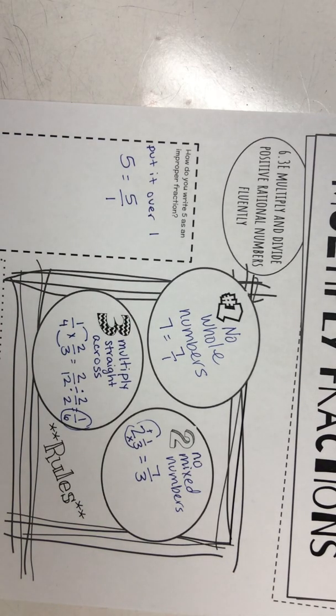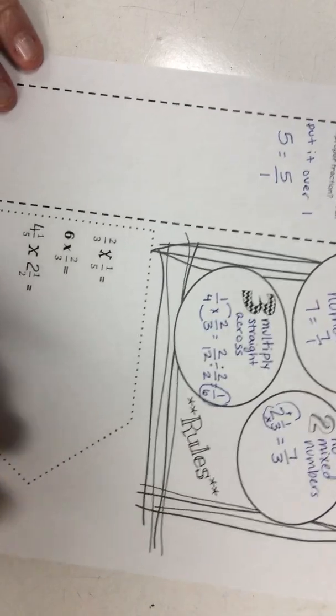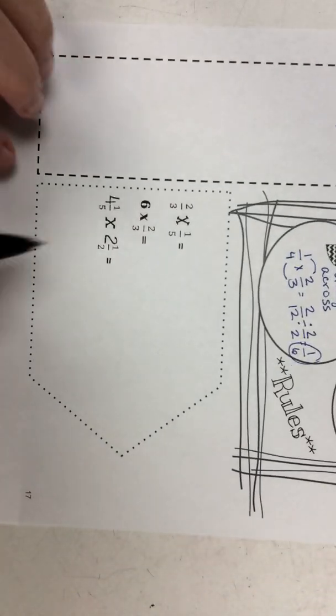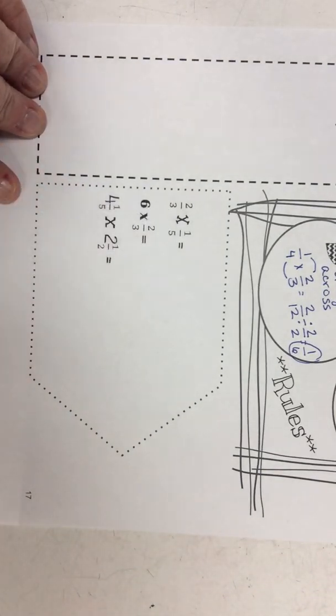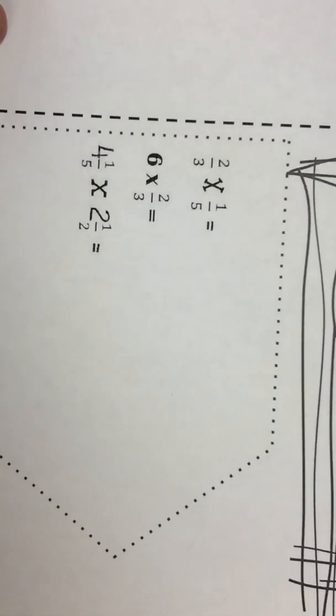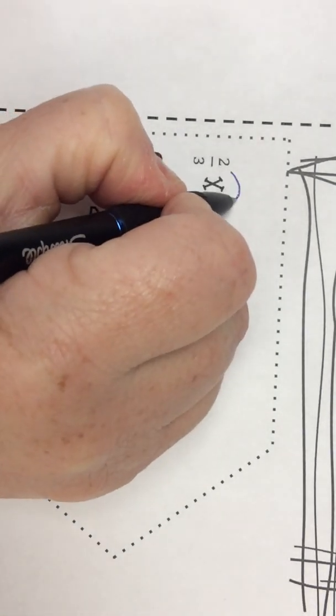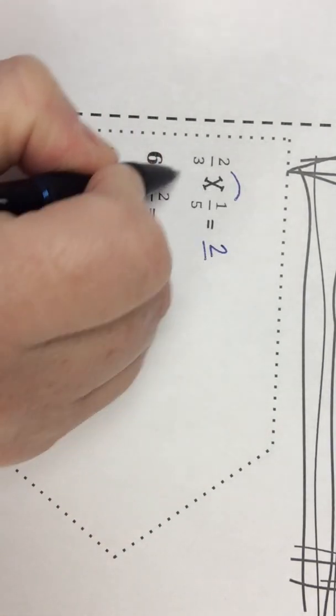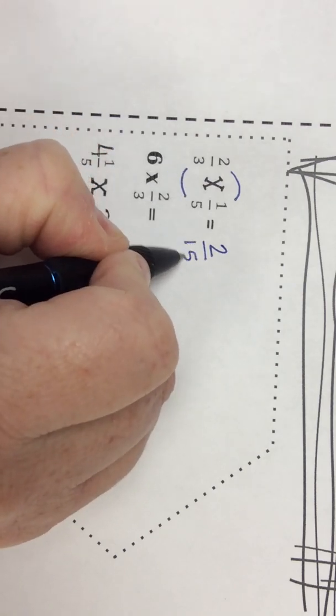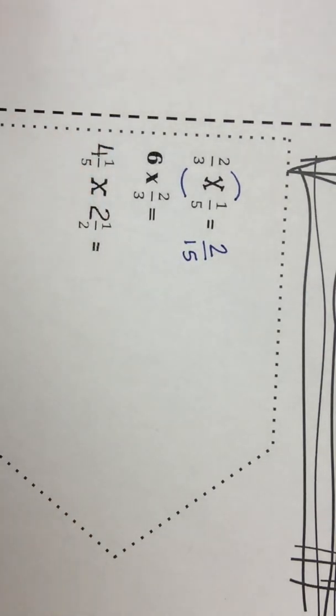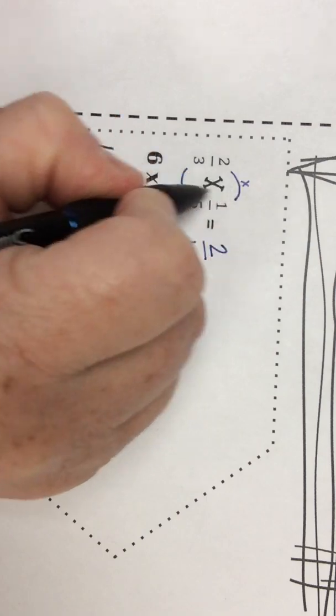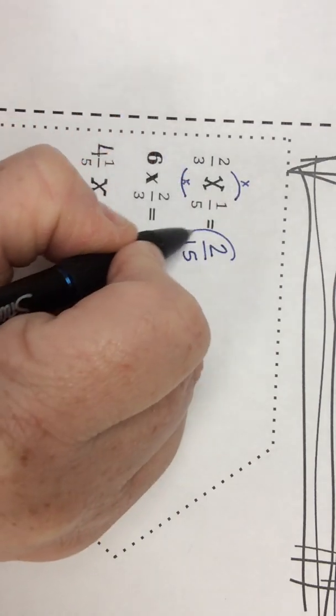All right, next. We're going to practice these rules. Okay, I have no whole numbers and no mixed numbers. So what am I going to do? I'm going to multiply straight across. 2 times 1 is 2. 3 times 5 is 15. Guess what? That's my answer. It is in simplest form. There is nothing else I need to do.